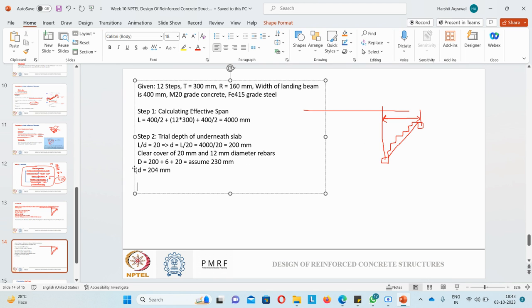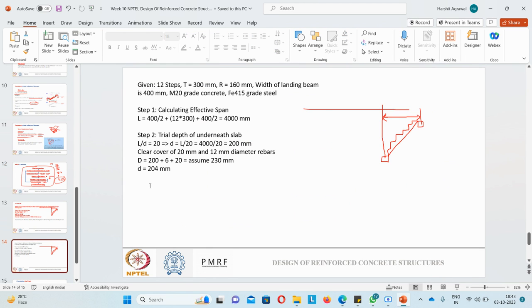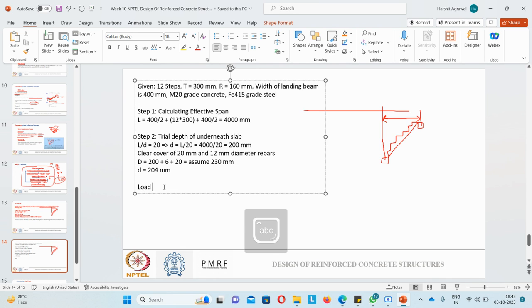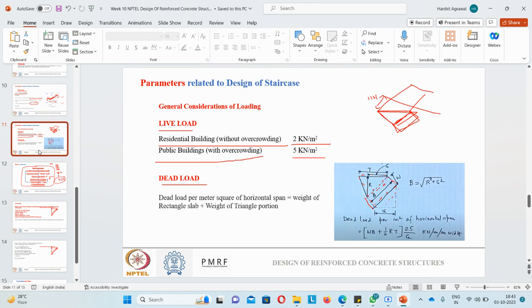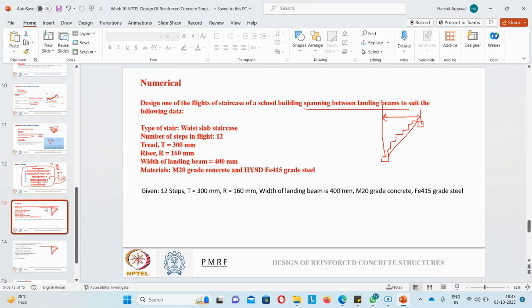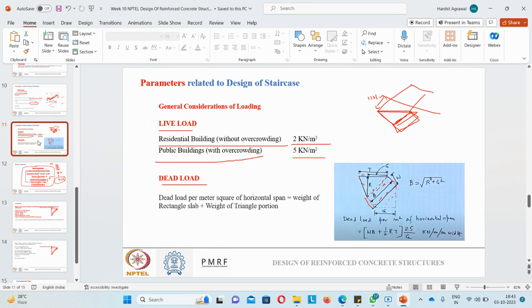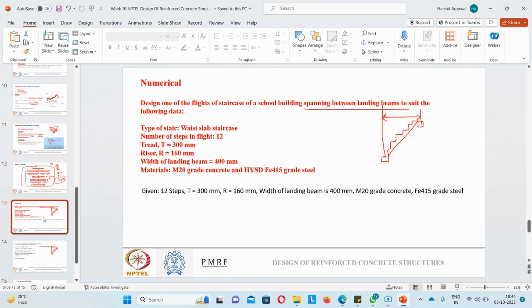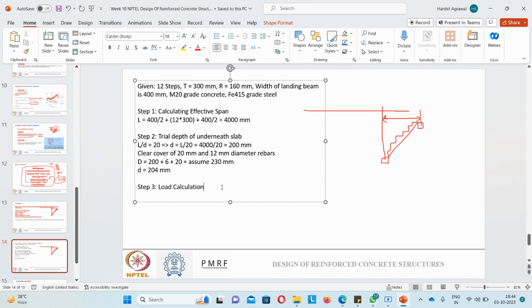Okay, now what is the third step? Third step is the load calculation. Since there is no floor finish or anything given, we will assume it for now. So step 3 is load calculation. Now how to do this? So what was our formula? Since it is a school building, it is a public building, my live load will be 5 kilonewton. We need to design a staircase for a public building. So my live load will be equal to 5 kilonewton per meter square.